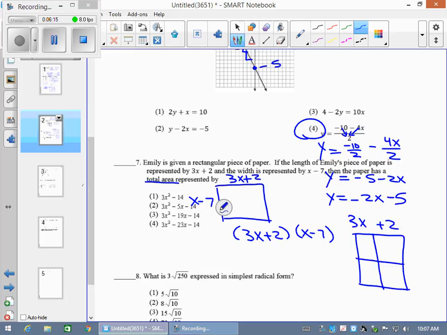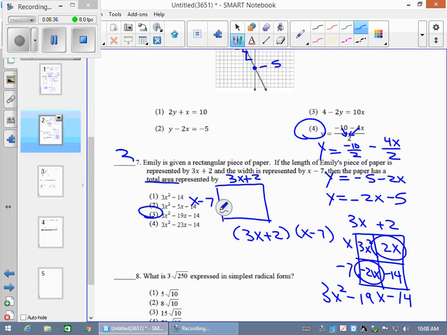So I'm multiplying to get the values in the box. So I have 3x squared. And then I'm going to combine the -21x and the 2x to get -19x, then minus 14. So that choice should have been choice 3.